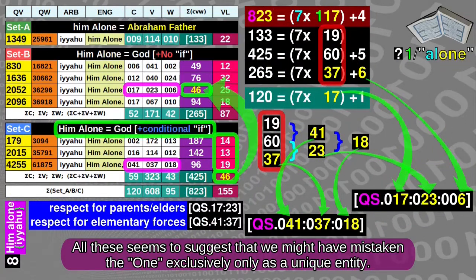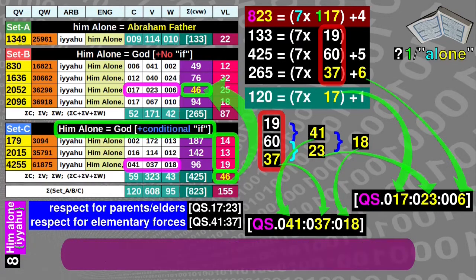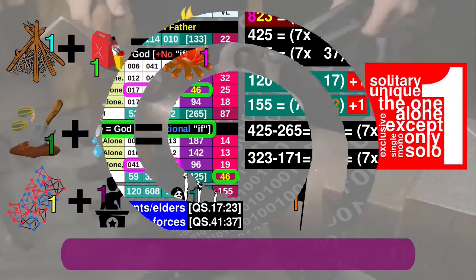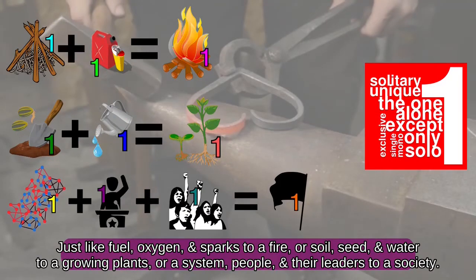All these seems to suggest that we might have mistaken the one, exclusively, only as a unique entity, while mathematically, it might also flexibly refer to something produced, united, remained, or added to complete. Just like fuel, oxygen, and sparks to a fire, or soil, seed, and water to a growing plant, or a system, people, and their leaders to a society.